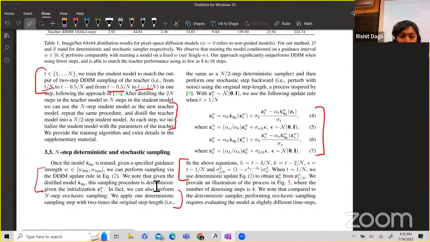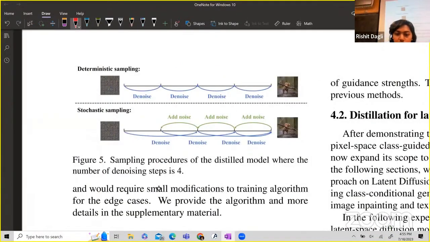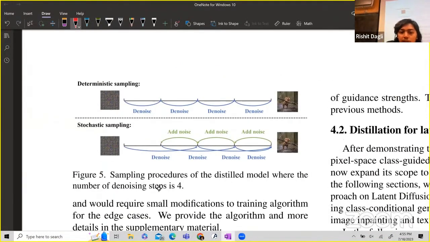So we apply one deterministic sampling step at 2 times the original step length, and the same as an n by 2 deterministic sampler. Okay. So if we try to see this, what they are trying to do is just have this denoising step be twice the size, and then have this stochastic sampling part add some more noise to it, and what that just allows the model to do is add some more variations to it and generate more diverse images.